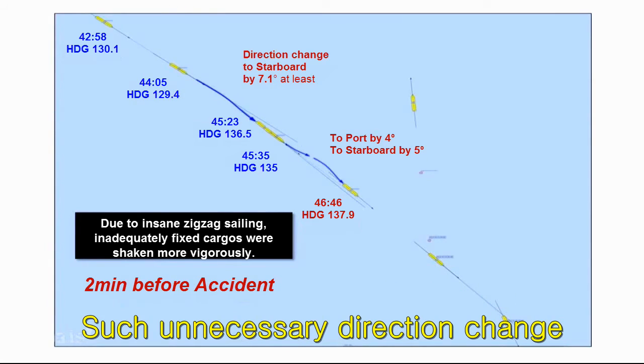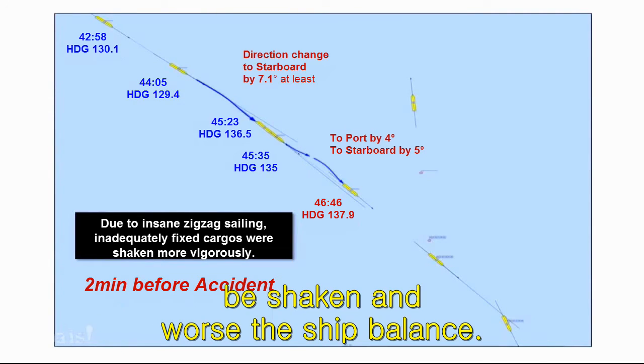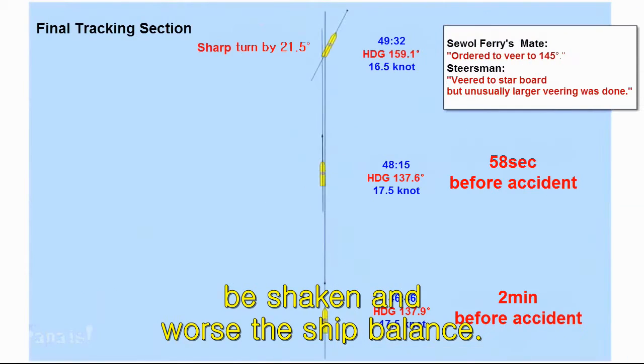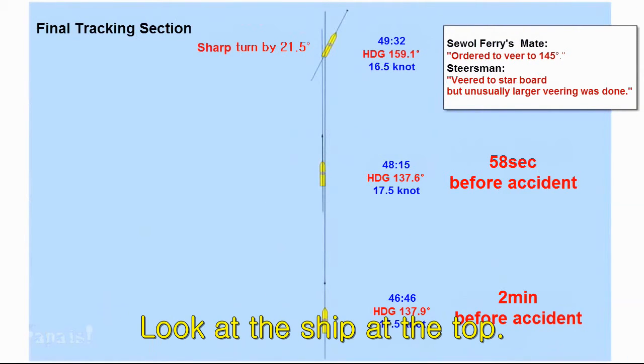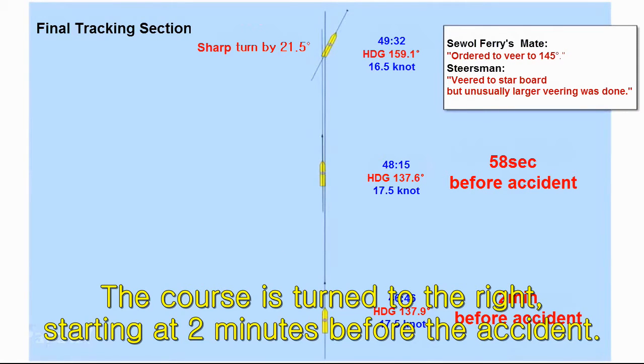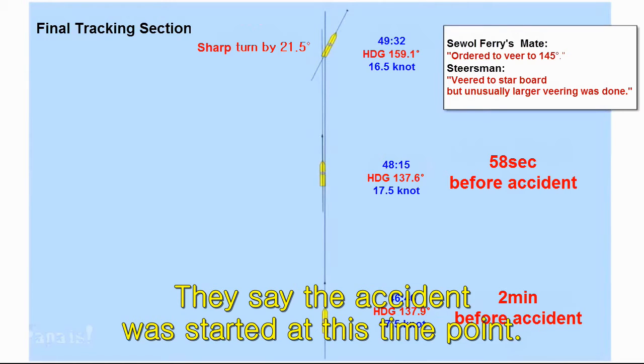Such unnecessary direction change would make inadequately fixed cargoes be shaken and worsen the ship balance. In fact, this is the decisive section. Look at the ship at the top. The course is turned to the right, starting at 2 minutes before the accident. The ship has almost 160 degrees of HDG. They say the accident started at this time point.